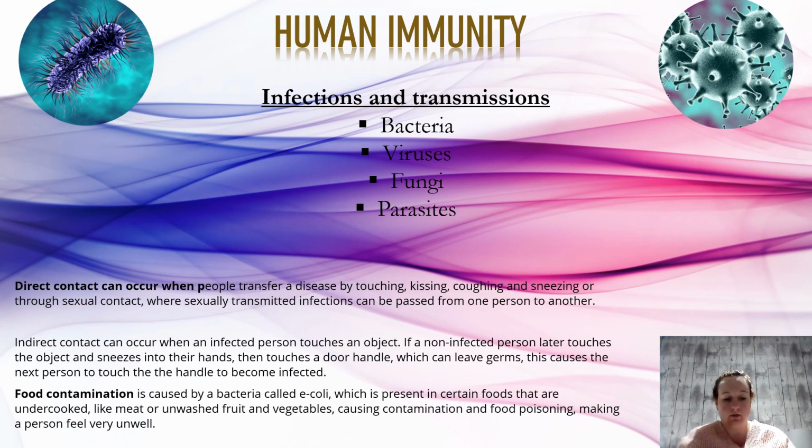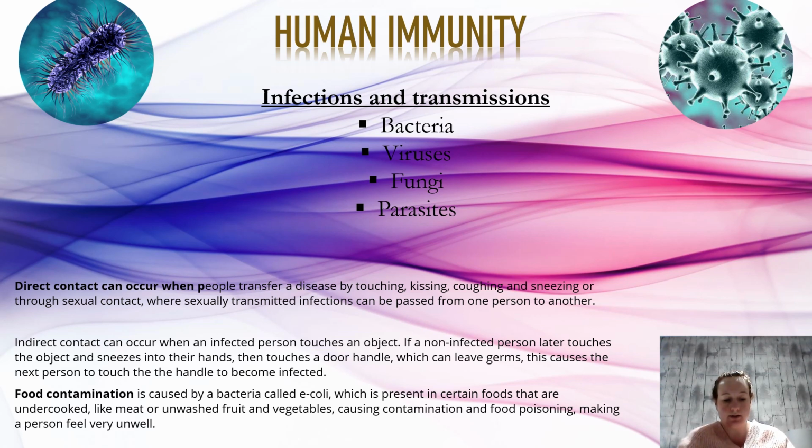Fungi are eukaryotic organisms that cause surface skin diseases like athlete's foot, a rash caused by a fungus found between the toes that cause dry, white, and cracked skin. It can be transmitted in communal areas like swimming pools, on surfaces that have been previously contaminated, or by touching infected skin. Parasites live in other host organisms and depend on them for survival.